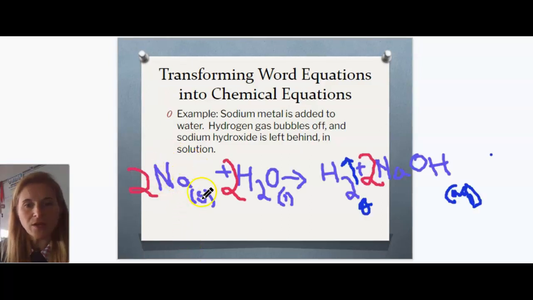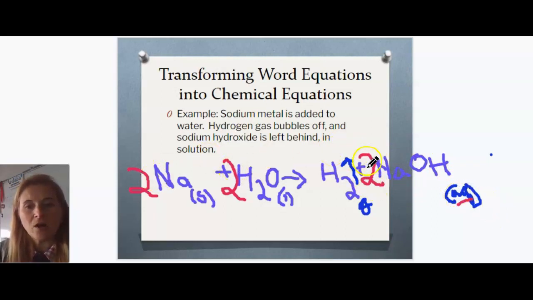We have sodium metal, which is a solid, added to liquid water, and it produces hydrogen gas that is being bubbled off. So we have our arrow up there, and producing sodium hydroxide, which sodium's a +1, hydroxide's a -1, so it's a 1-to-1, and it says in solution, so it's aqueous.